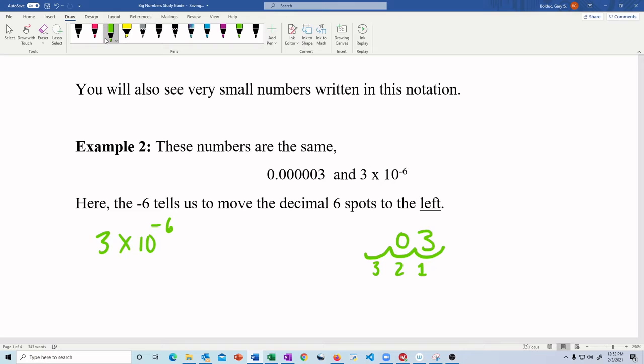3, give me another 0. 4, don't put a 4 there, put a 0. 5, put a 0. And this said 6, so I do it one more time. 6. There you go.